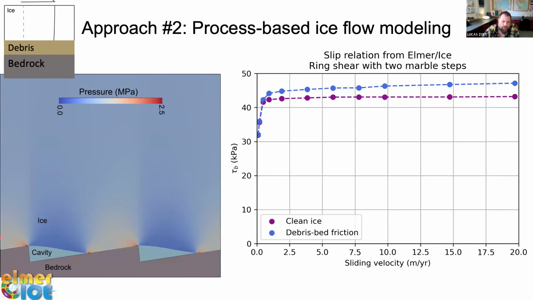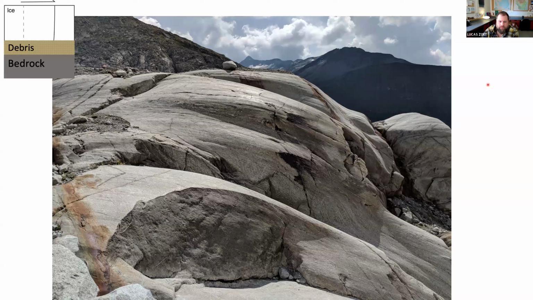Right. So here's the simple step features, cavities, these are the stress and the pressure, sliding velocity on the x-axis, resistance on the y, debris-free ice in purple, and debris-laden ice in blue. And you can see that they start to deviate as the sliding speed goes up and up and up, just like we saw in the experiments. And so we're fairly confident that we've got these processes parameterized relatively well in this Elmer Ice model. But like I said, the beds of real glaciers look like this, not like little steps like we have in their sinusoids.